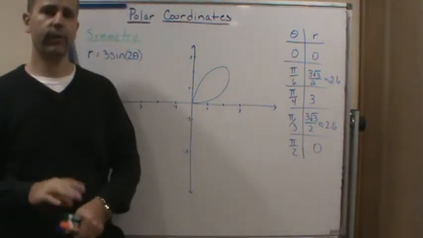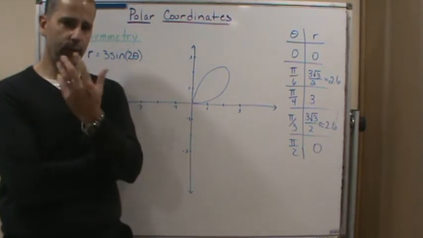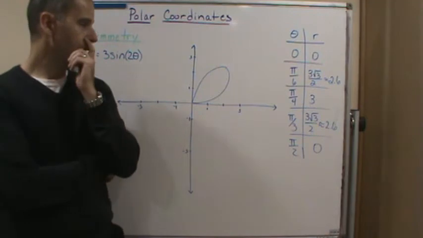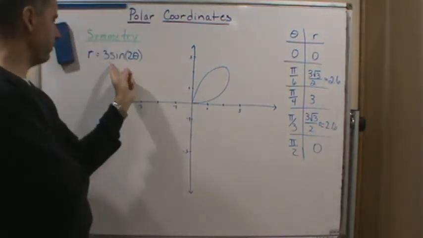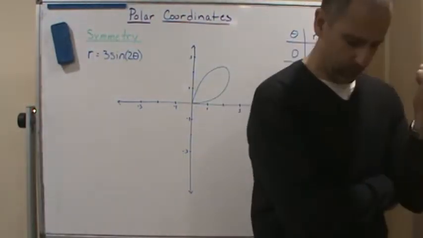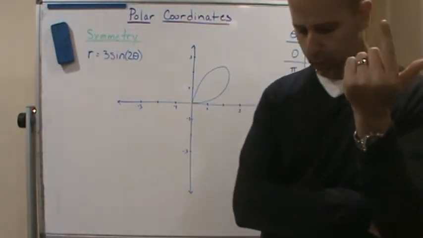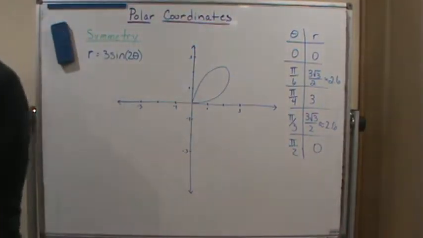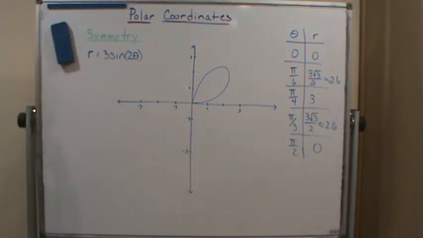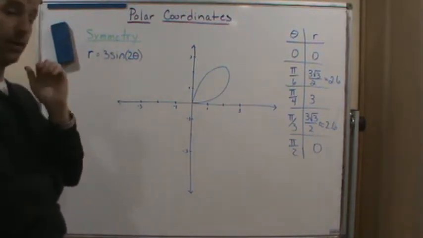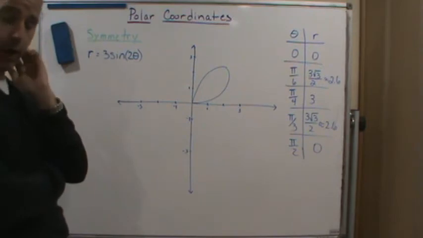Okay, so in this video, now I'm going to put everything together that we've been discussing about symmetry and this equation. So what we did is we found that the graph of this equation was symmetric with respect to the polar axis, symmetric with respect to the pole, and it's also symmetric with respect to the line theta equals pi over 2. So now if we put all this together, we can graph part of this thing and then use symmetry to graph the rest of it.